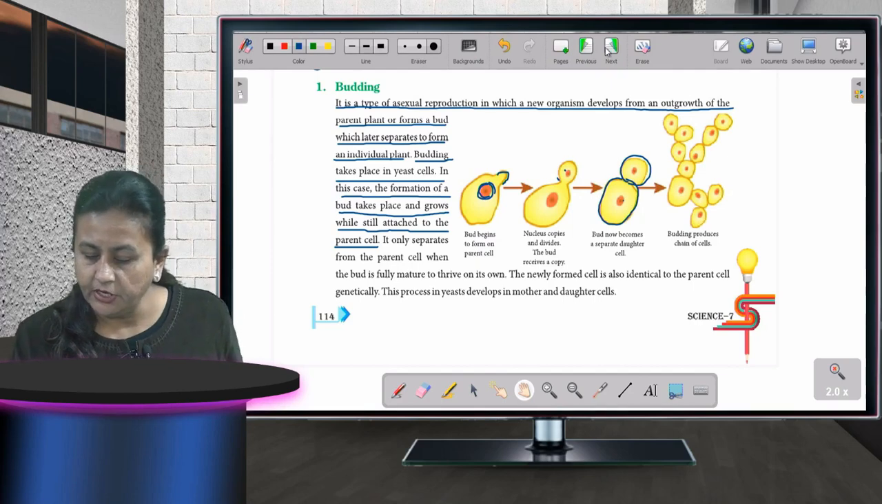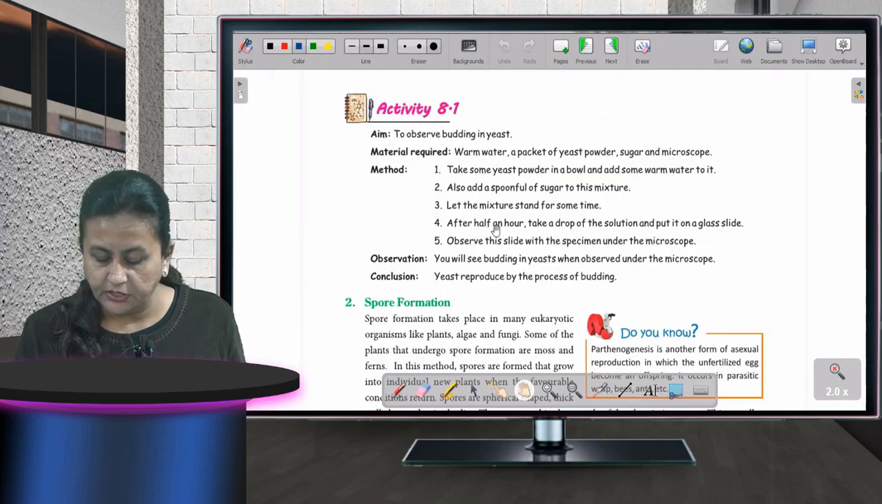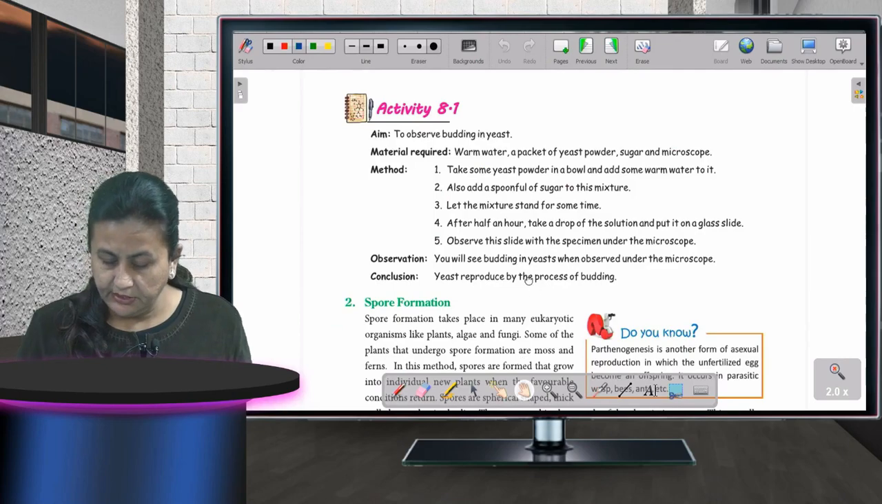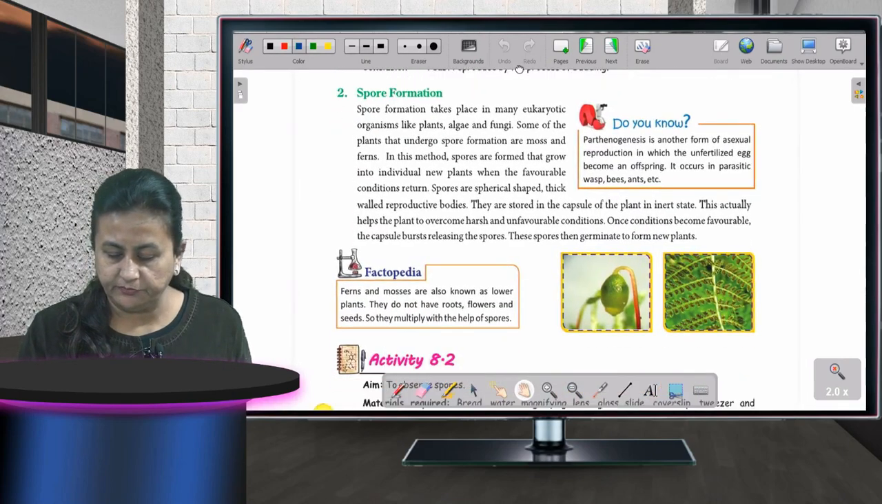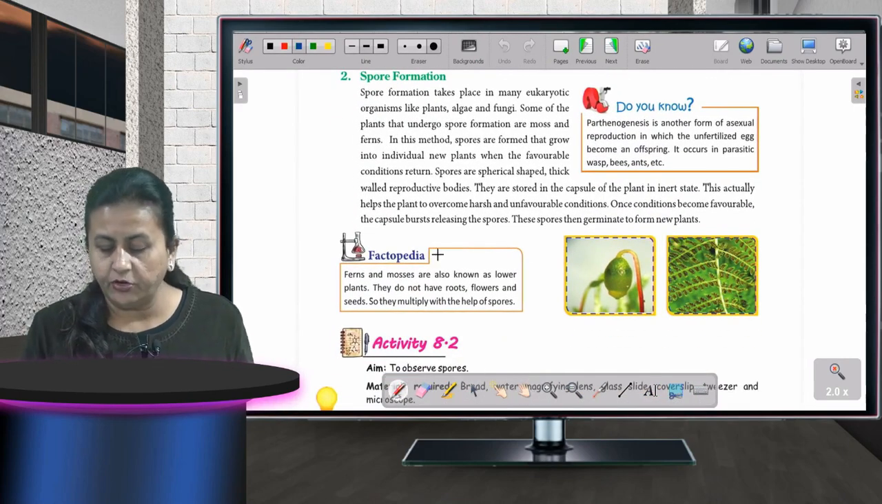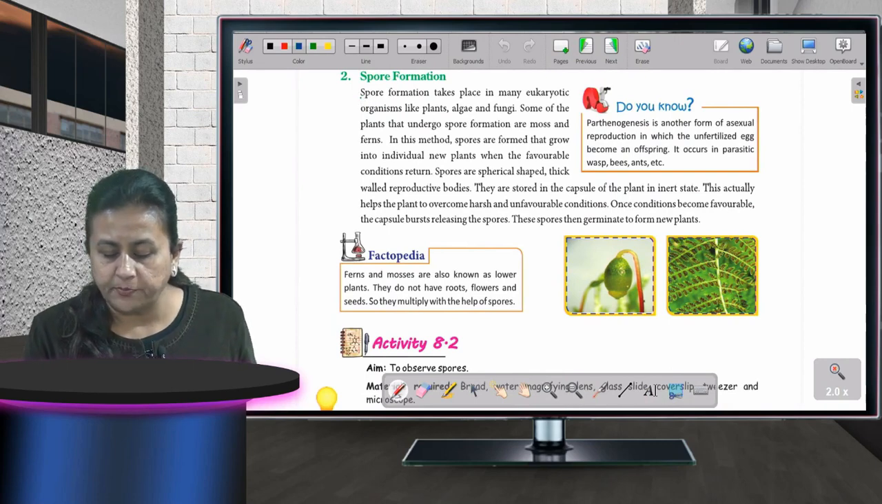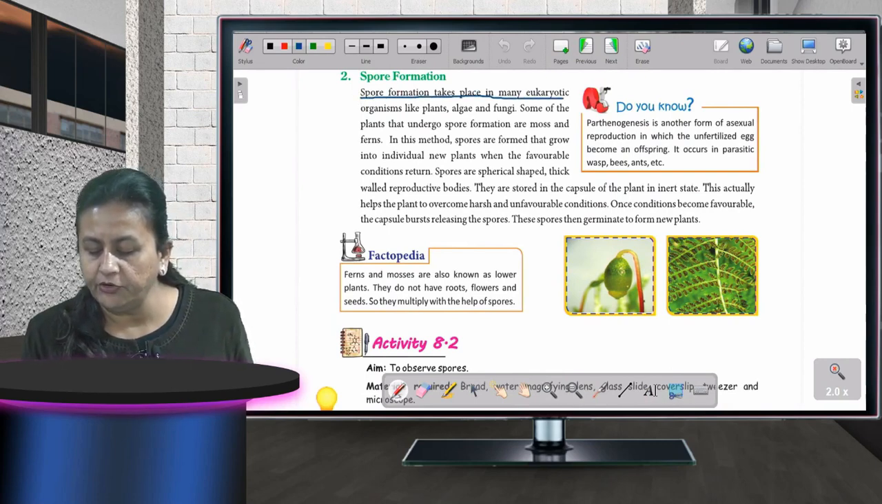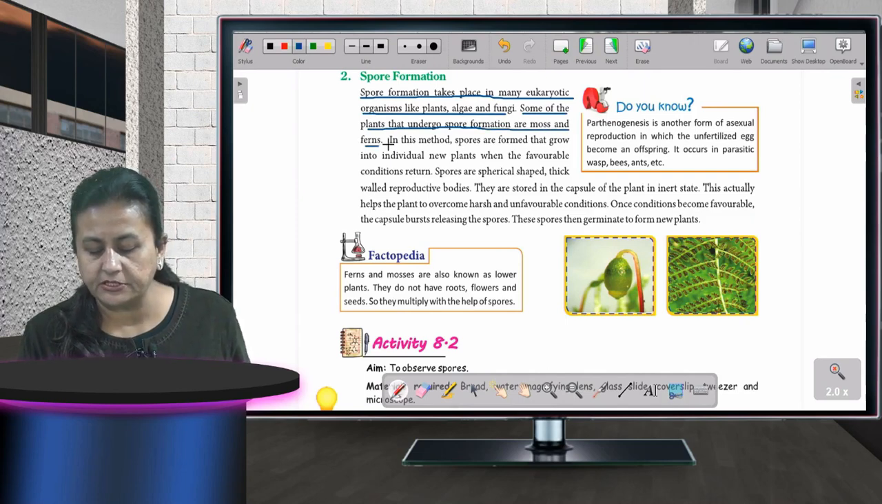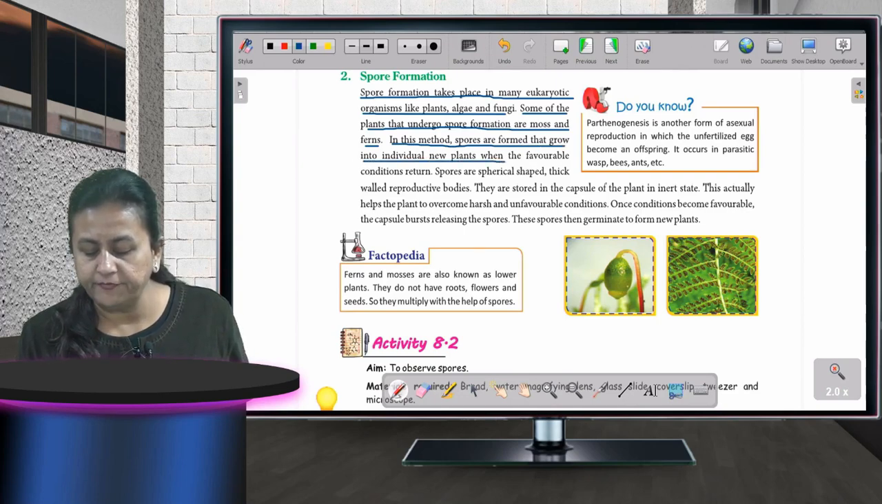Fine, children. Now we will talk about spore formation. As you all can see on your screens also, spore formation takes place in many eukaryotic organisms like plants, algae and fungi. Some of the plants that undergo spore formation are moss and ferns. In this method, spores are formed that grow into individual new plants when the favorable conditions return.